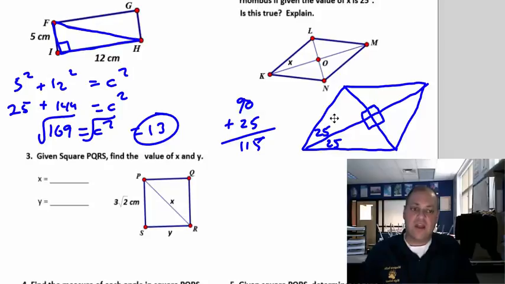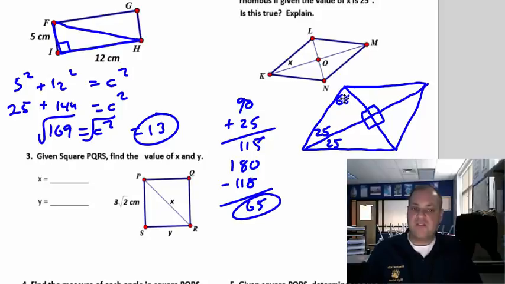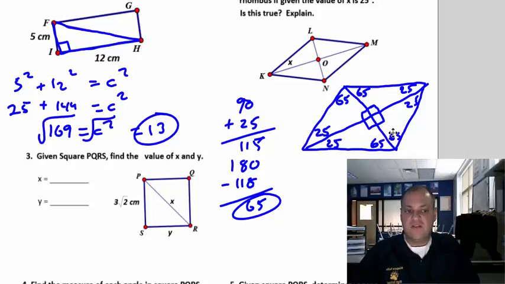And of course, these three angles have to add up to 180. So 180 minus 115 is 65. So I know this angle is 65, right? So now I have 25 and 65. I know this is 65 because, again, the diagonals bisect the angles. Okay, this must be 25, 25 for the same reasoning, right? Three angles in a triangle add up to 180. Okay, 25, 25. This must be 65, 65.